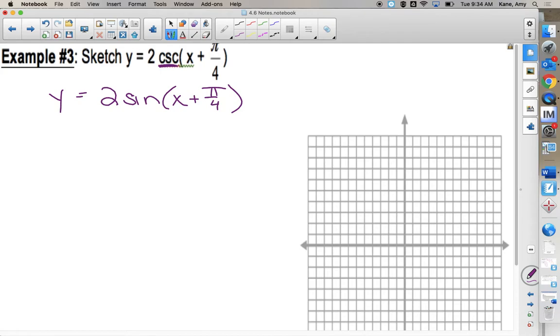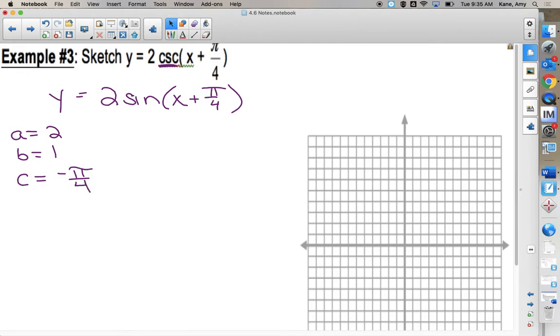We'll graph sine first. So if I were graphing sine, the A value is 2. Nick, the B value is 1. And then Nick, what's C? Negative pi over 4. Perfect. Negative pi over 4. Good.